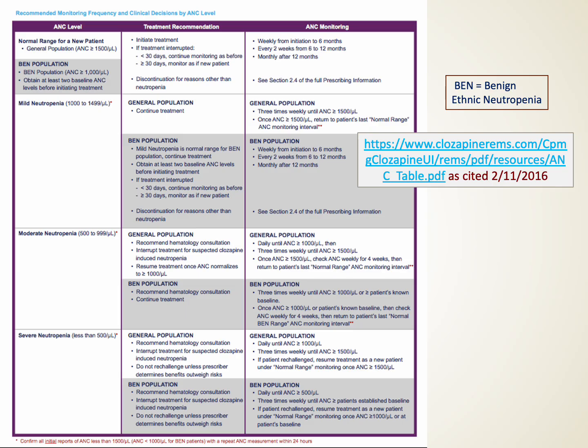This graphic is a little busy. It's not, I don't think, critical that you do anything more than have a familiarity with this and then go to the reference when you need it. But when you're registering the patient, there's concerns for how we consider patients who either have a baseline neutropenic but benign neutropenic history or a patient who doesn't have that history, and then what sort of markers or levels of a white cell count are acceptable for starting or continuing a patient on clozapine.